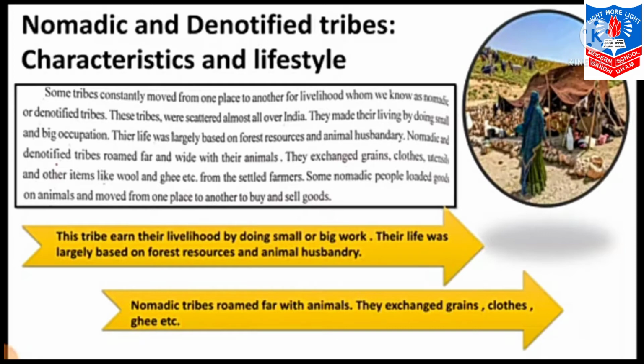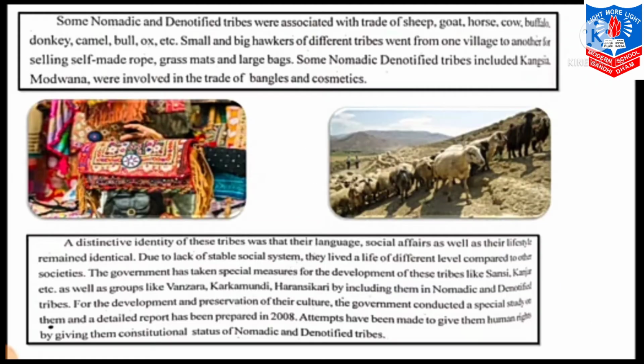Nomadic breeders, what did they used to do? They used to buy grains, clothes, utensils, and other items from the permanent farmers, and in return, they used to give other items like wool, ghee, etc. So students, in this way, the goods were exchanged between the nomadic breeders and permanent breeders. And some nomadic tribes used to load goods on their animals, take them from one place to another and buy and sell them. They also traded sheep, goats, horses, cows, buffaloes, donkeys, camels, bulls, oxen, etc.